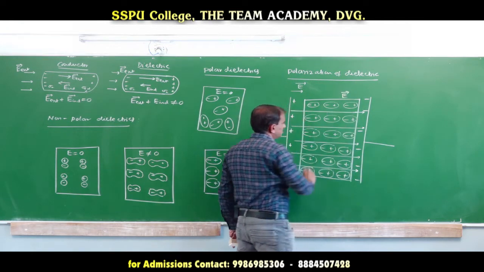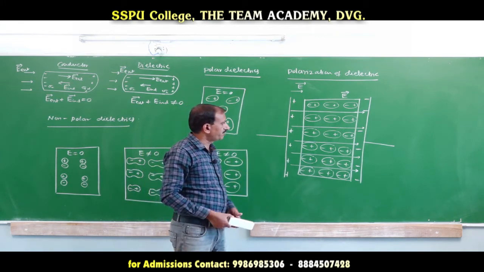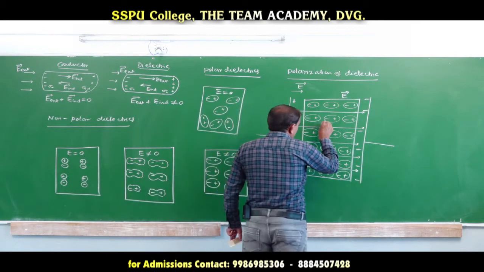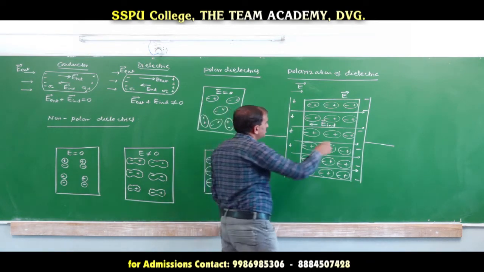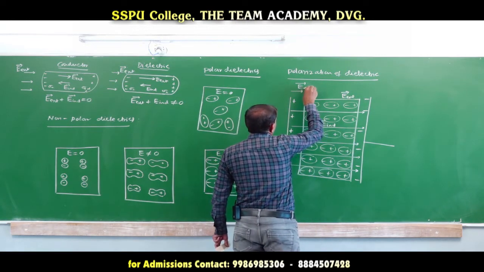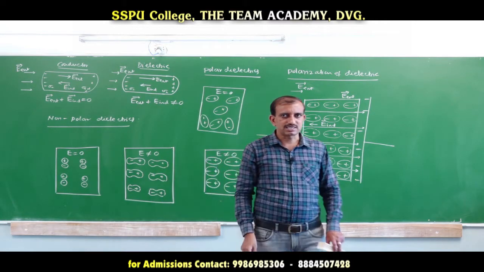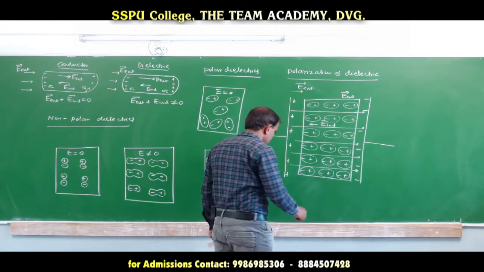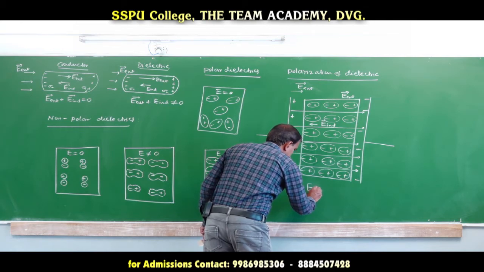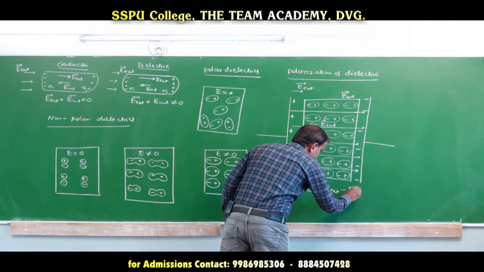Due to the alignment of dipoles in the direction of the applied electric field, an induced electric field is set up inside the dielectric slab, which opposes the applied electric field. This is the external electric field. The induced electric field opposes the external electric field, and hence the electric field inside the dielectric slab is reduced by an amount. E is equal to E external minus E induced.